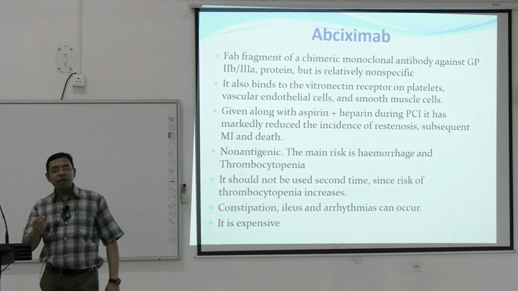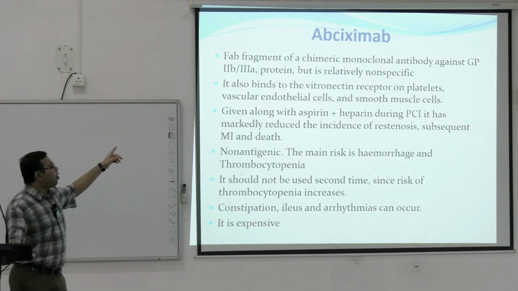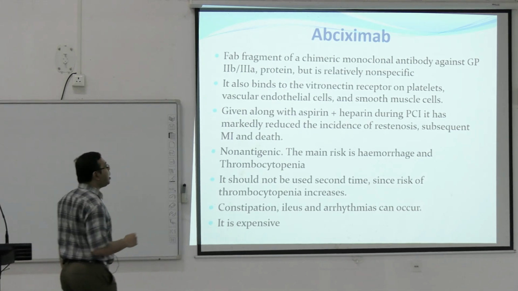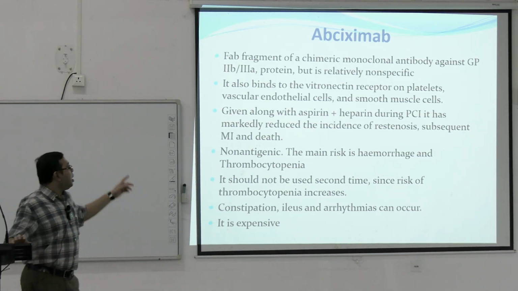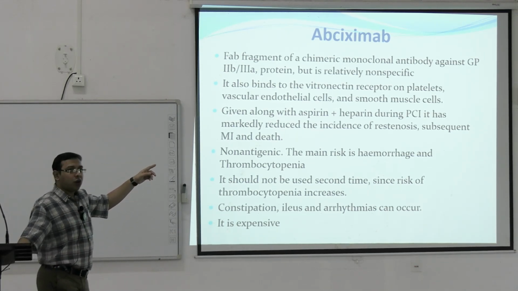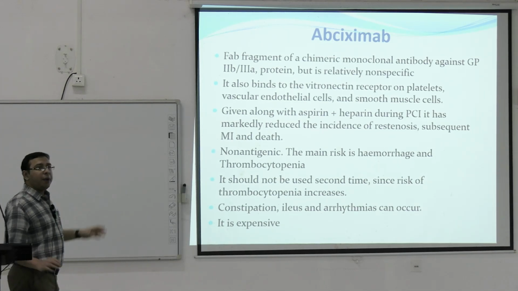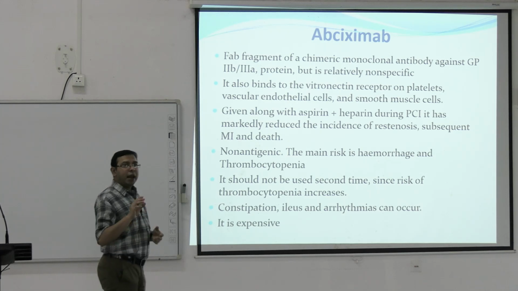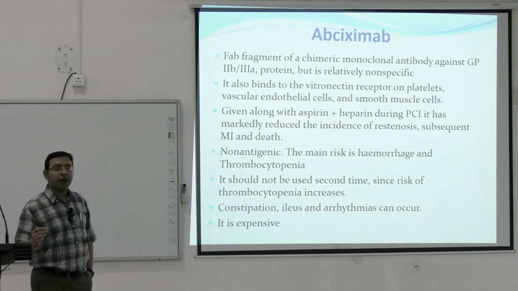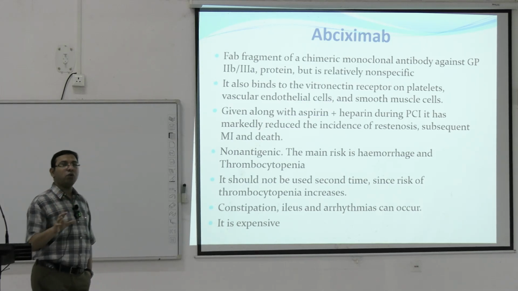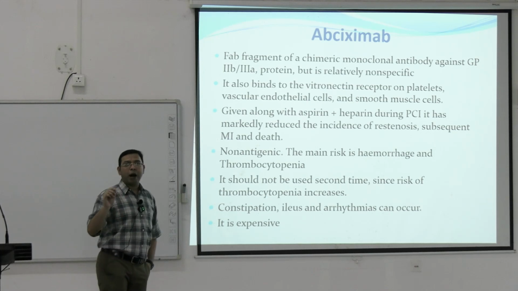Abciximab, that means it's a monoclonal antibody. That's why this is also costly. It is a Fab fragment of the chimeric monoclonal antibody against the GP IIb/IIIa molecule. It is relatively non-specific. It binds to the vitronectin receptors on the platelets, vascular endothelial cells and smooth muscle cells also. It can be given with aspirin and heparin. Mainly these are all used during percutaneous coronary intervention, that is the stenting. During the stenting, we should use different types of the GP IIb/IIIa receptor antagonists. These are all given parenterally.